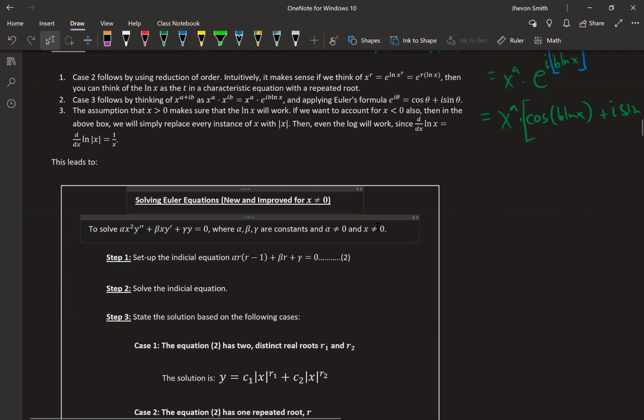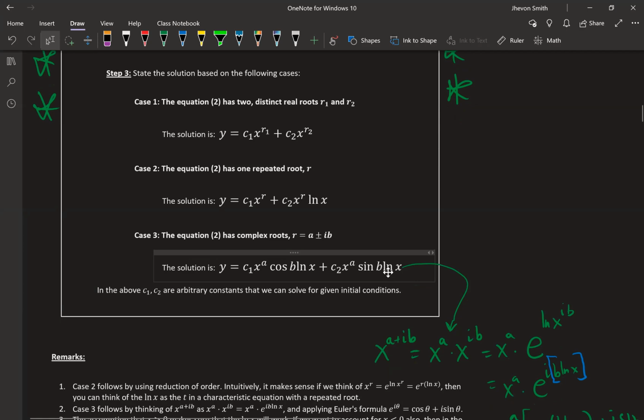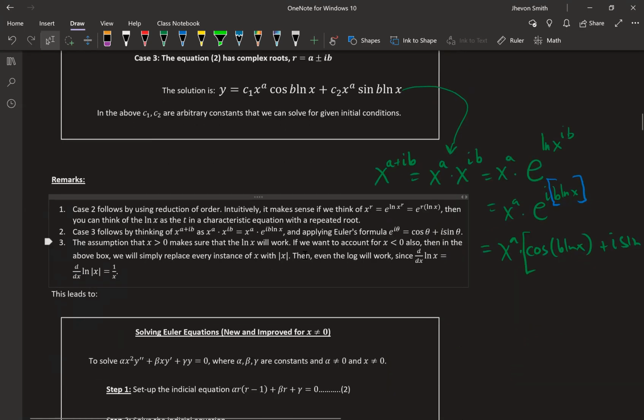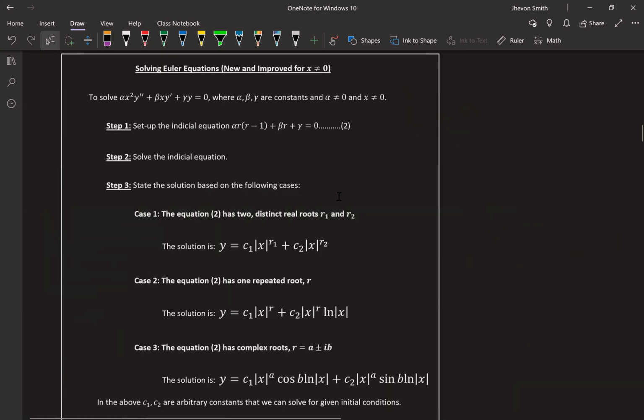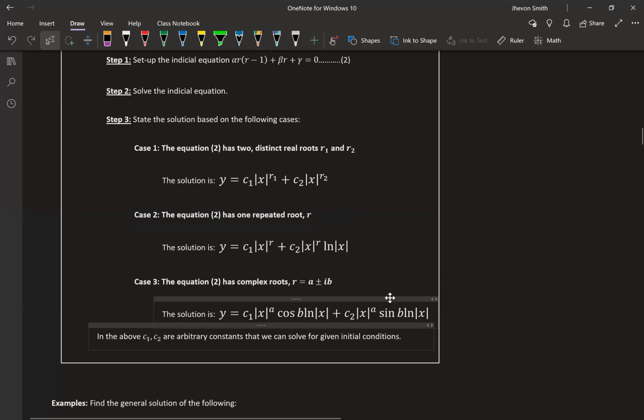In the event that we want to cover the case where x is less than 0, here we have an ln x. So if our x is less than 0, that's a problem. Turns out you can fix this by just replacing all x's with the absolute value of x. So for x greater than or less than 0, but not equal to 0, your solutions will look like this. I just went everywhere and plugged in absolute value x for x. And it turns out that because the derivative of ln of absolute value of x is the same as the derivative of ln of x, this also works out.